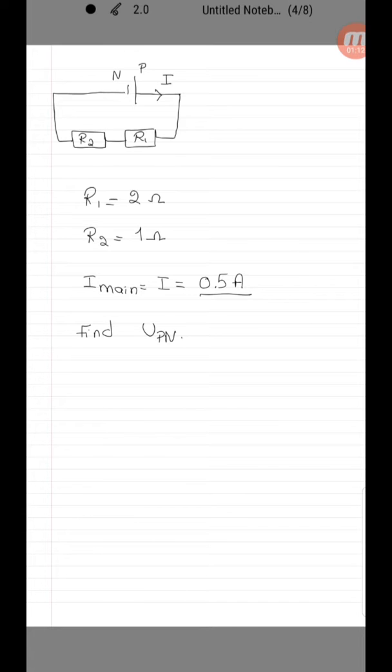Now let's take this example. I have a circuit made up of a battery connected to 2 resistors in series, R1 and R2. The resistance of the first resistor R1 is 2 ohms and the resistance of R2 is 1 ohm. I have the main current, which is the current of the battery, equal to 0.5 amperes, which is the total current. Now I need to find UPN, which is the main voltage.